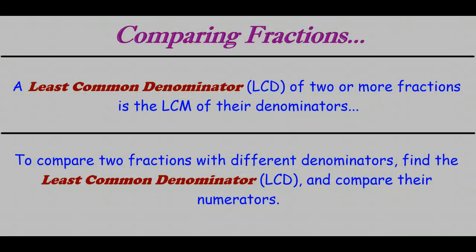It involves two pieces of vocabulary. First, a least common denominator. The least common denominator of any two or more fractions is just the least common multiple of all of their denominators. It is something that we can change each of the denominators into and is the smallest such thing.